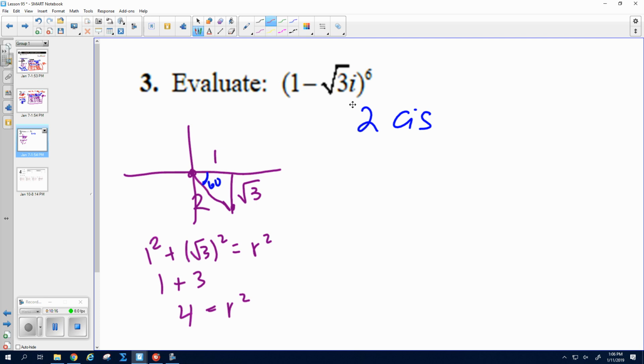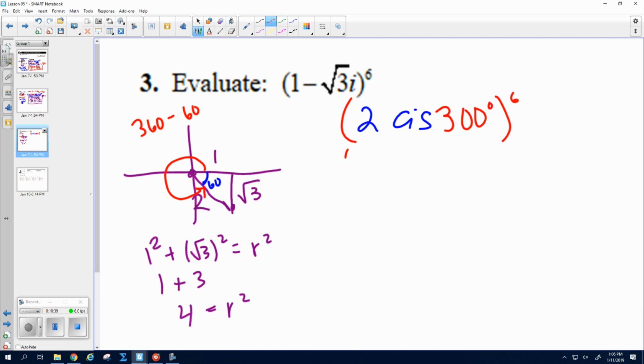But to be in cosine and sine form, we need from the positive x-axis all the way over. If you're in quadrant 4, that means you do 360 minus the reference angle. So this is 300 degrees. And then we need to do this whole thing to the 6th power. All I did was change this form to cosine sine form. So now I got to go to the 6th.